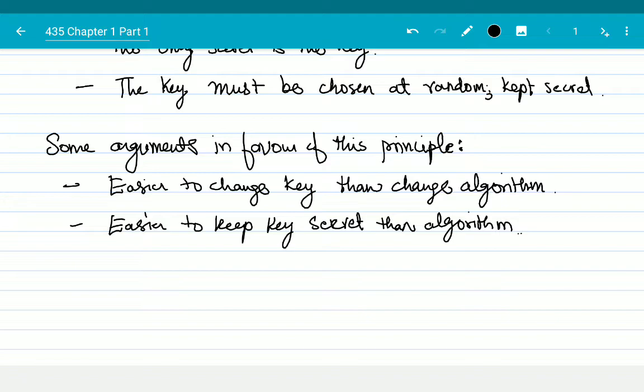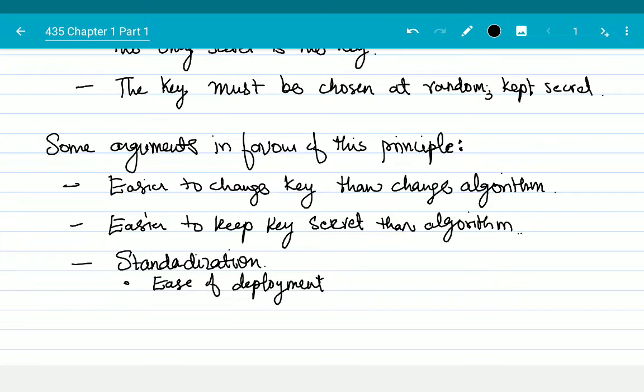So that is what it means by it is easier to keep the key secret than the algorithm. And another thing is standardization. Okay, what does that mean? Ease of deployment, and public validation.